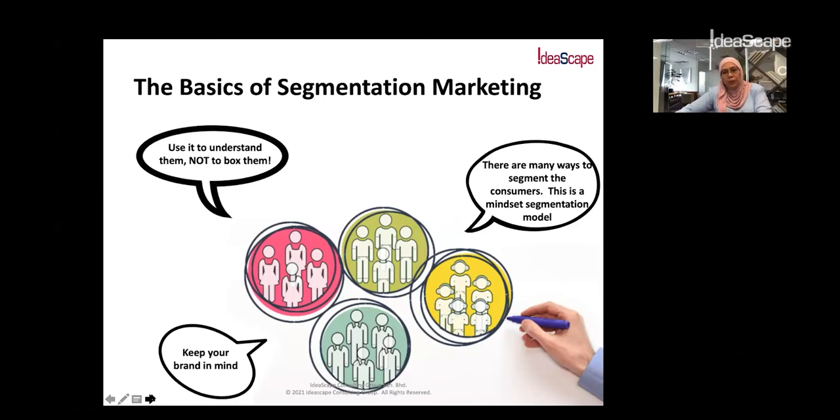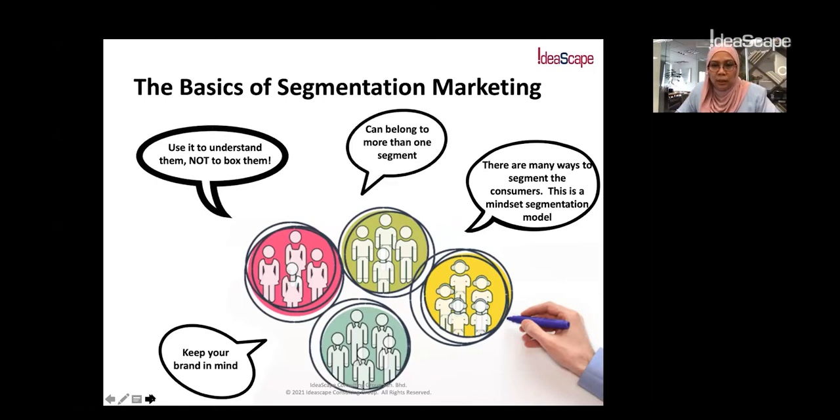Although we give labels to each segment, I would like to stress that any one of us can belong to more than one segment because we are not straightforward human beings. We have thoughts, we have experiences, we go through life-changing moments, and that impacts how we look at the world. So any one person can belong to more than one segment depending on the phase of life they're going through, depending on the situation. Think about yourself. Where do you think you fit into any one of the segments that I'm going to be talking about?